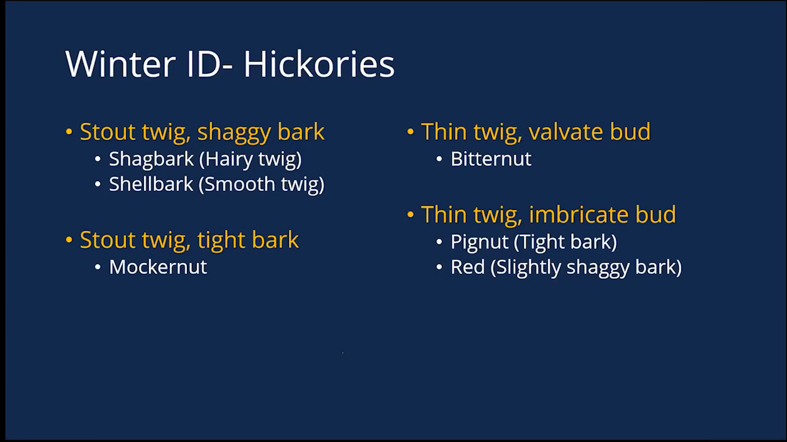And so if you have a stout twig with shaggy bark, you're looking at shagbark or shellbark. A stout twig with tight bark, you're looking at mockernut. And then a thin twig with a valvate bud, you're looking at bitternut. And thin twigs with those overlapping scales and an imbricate bud, you're looking at pignut or red. Right? So that's just broadly. We're going to cover each of these species now alone, but just kind of showing you, you're looking at the bark and the twig, and you can really break these apart fairly quickly.